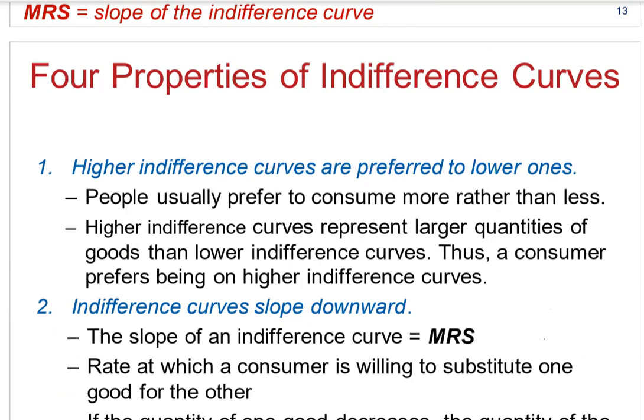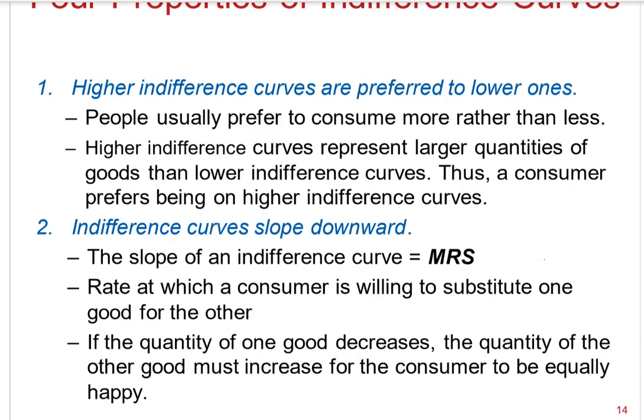There are 4 properties of indifference curves, so we'll discuss these one by one with examples in a minute. So let's state them first. This will be useful in our analysis later. Higher indifference curves are preferred to lower ones. People usually prefer to consume more goods than less. And higher indifference curves represent larger quantities, as we saw earlier. Consumers would like to be operating along the higher indifference curves.